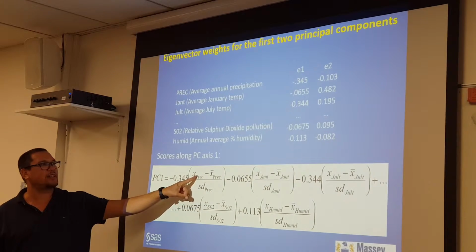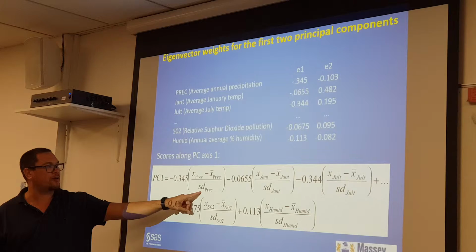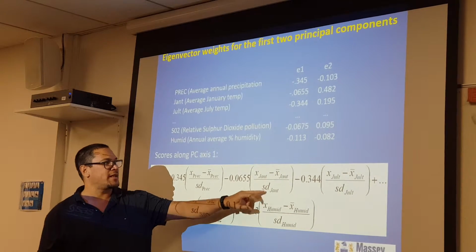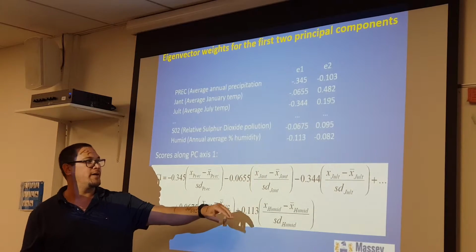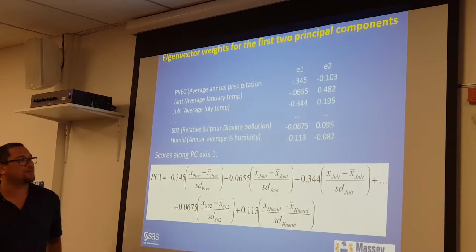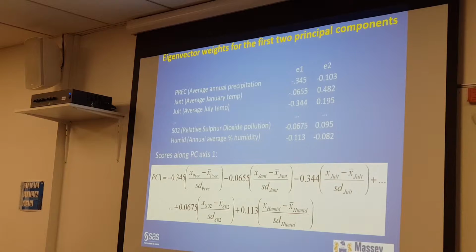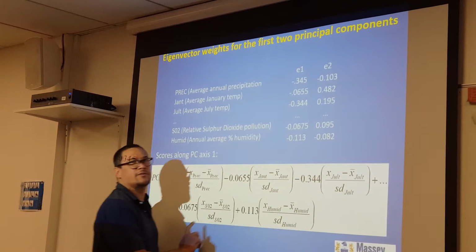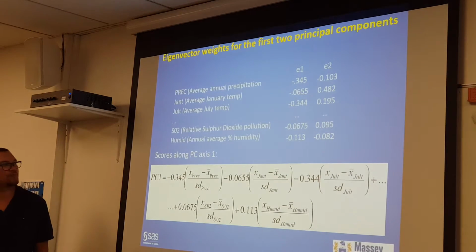So this is how many standard deviations the first observation was away from the mean. This is the number of standard deviations the first observation is away from the mean of that variable, and so on and so forth. So if you want to project it into your PC1, this is the actual full equation to do, including the standardization.